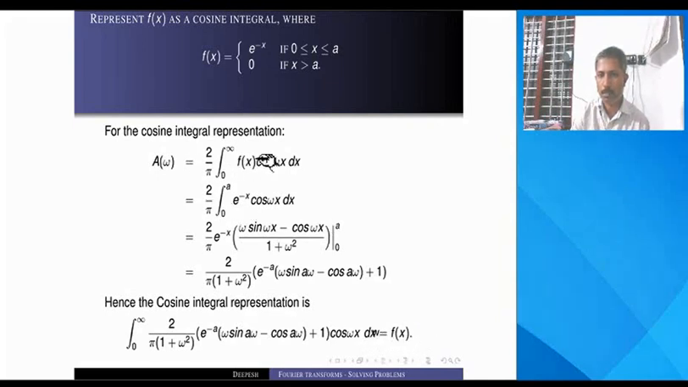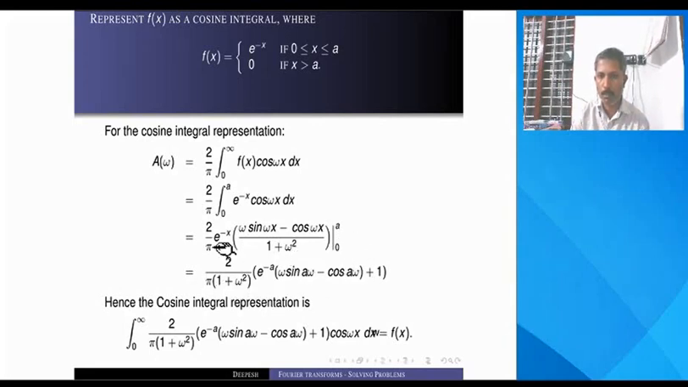So A(omega) has to be found by the formula, and again here you have e raised to minus x into cos omega x dx, which is the same as in the first 2 problems. It is to be evaluated, and you substitute a here, so it will be having e raised to minus a into this. Everywhere you need to put x equal to a, so you get this, and 1 by 1 plus omega square can be taken out.